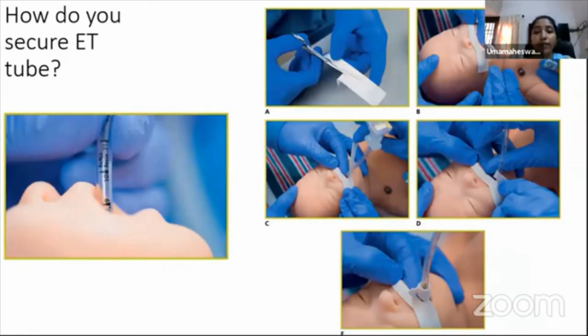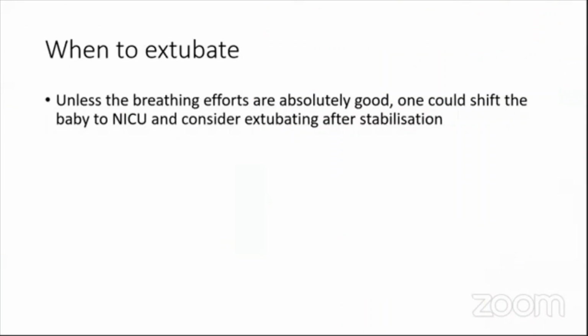Once we know this is the length to be fixed, when to extubate? What we would recommend is, unless the breathing efforts are absolutely good, one could shift the baby to the NICU and consider extubating after stabilization. In case the baby has good spontaneous efforts and the heart rate is picking up and is more than 100, that is an indication for extubation.